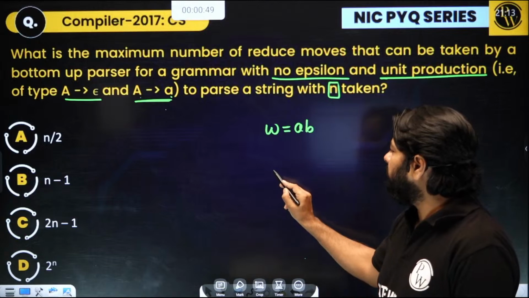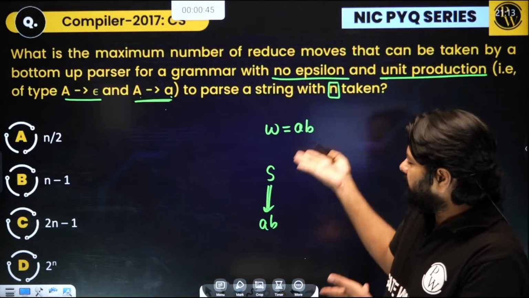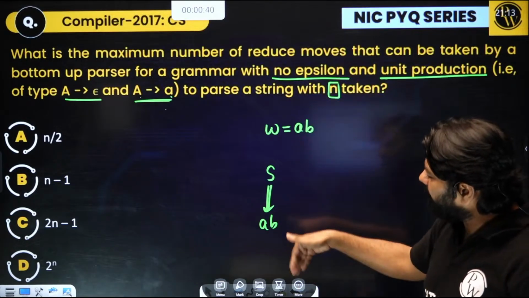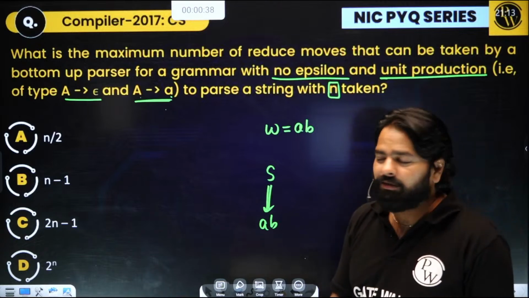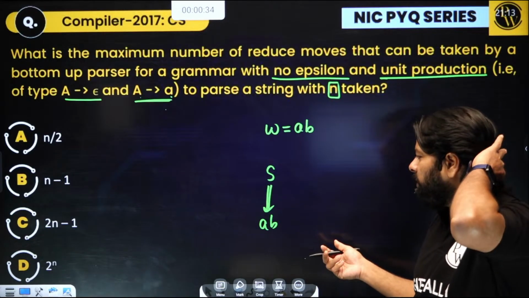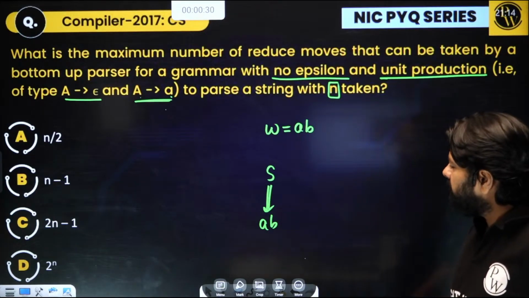If you want 2 length, you can derive AB. Of course, in reverse, what will happen? The same, one reduced move. In RMD it's one substitution, that's it. So in reverse, or in normal RMD, it will take just one move only. In reverse you write AB reduced to S.